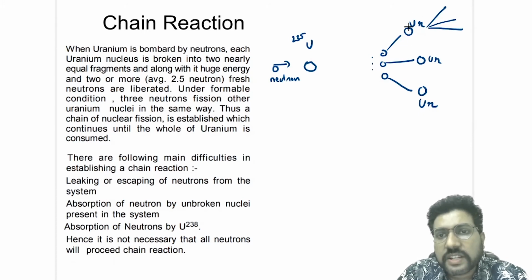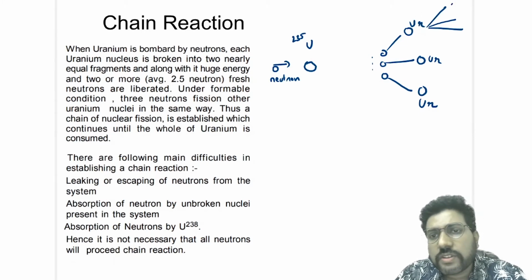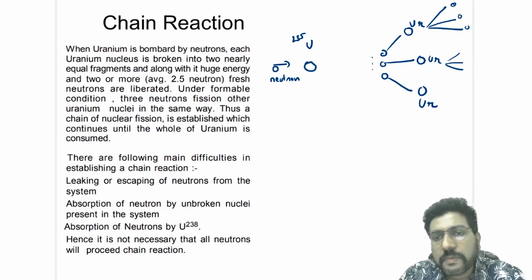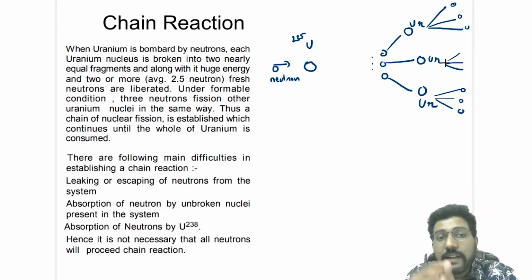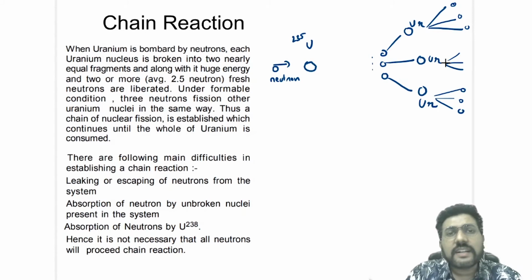And if this fission is occurring, then 3 more neutrons will be produced. Here also 3 more neutrons will be produced in this fission. Here also 3 more neutrons will be produced. And this process will continue. It will exponentially rise. This reaction is called a chain reaction. Once you start the process, it continues because neutrons keep on getting released from each reaction.